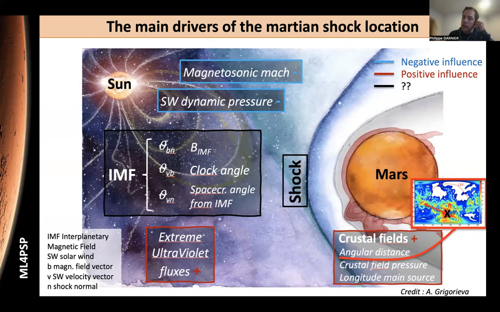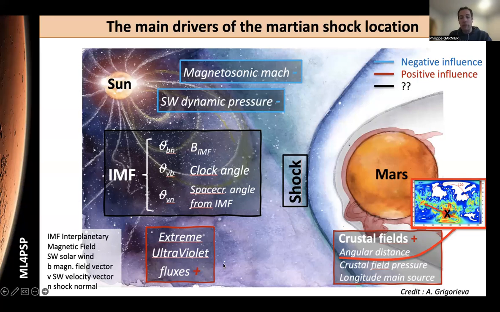We have also the IMF, the Interplanetary Magnetic Field characteristics, the various angles between the normal vector, the magnetic field vector, and the velocity vector. We have the intensity of the field itself, and other angles such as the clock angle, or what is called the spacecraft angle from the IMF, which corresponds to the projection in the terminator plane of the angle between the IMF and the location of the spacecraft during the crossing of the shock boundary. This was used a lot in the Venusian literature for Pioneer, for example.